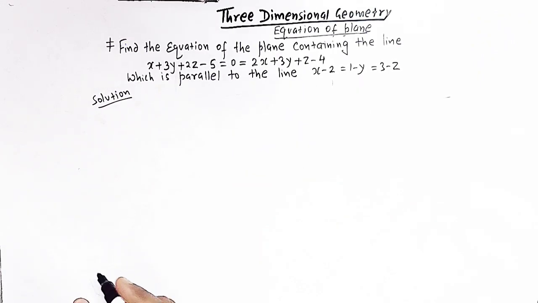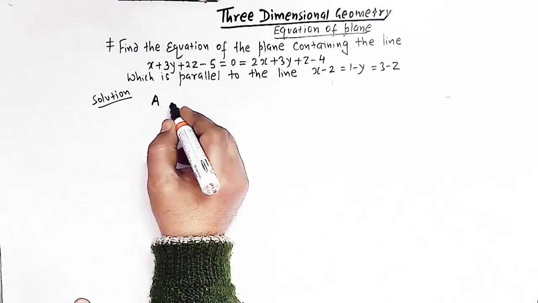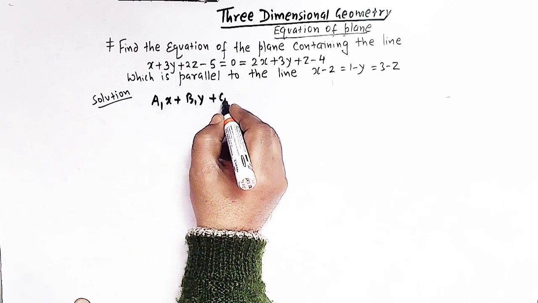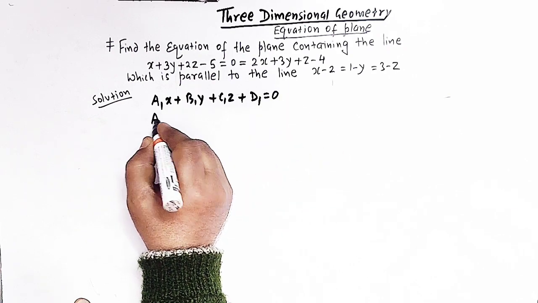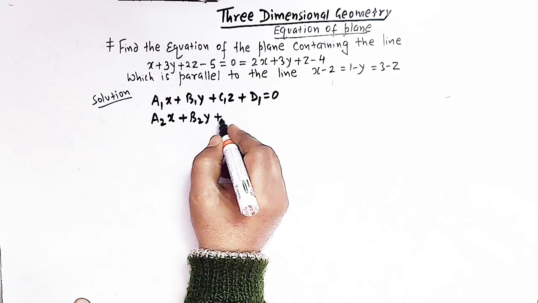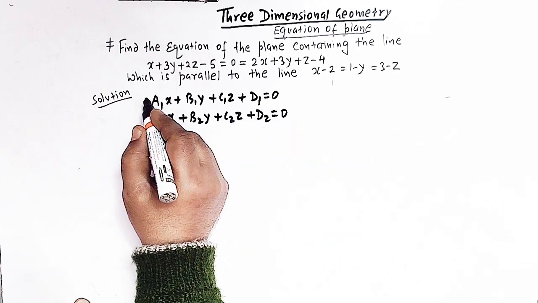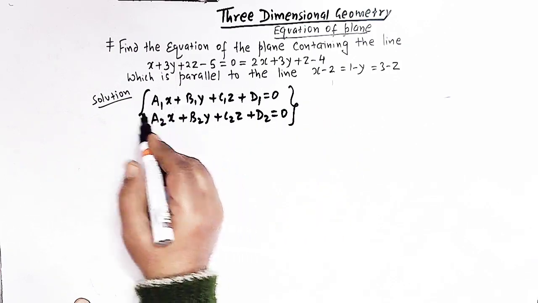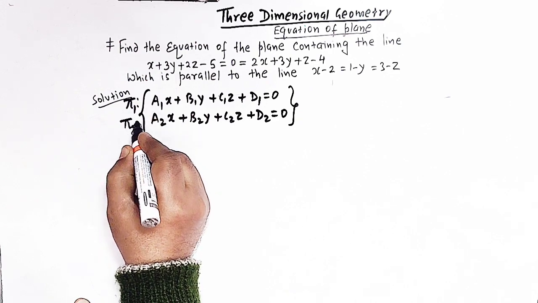Now let us consider the equation of two planes, right? Suppose the first plane is given by a1x plus b1y plus c1z plus d1 is equal to 0, and the second plane is a2x plus b2y plus c2z plus d2 is equal to 0. Now we are given the equation of these two planes. So let us denote this plane by pi 1 and this plane by pi 2.